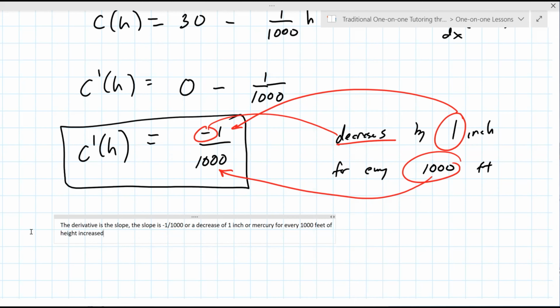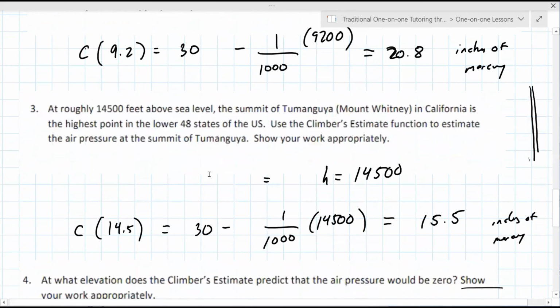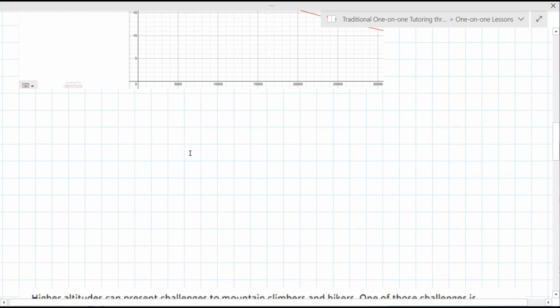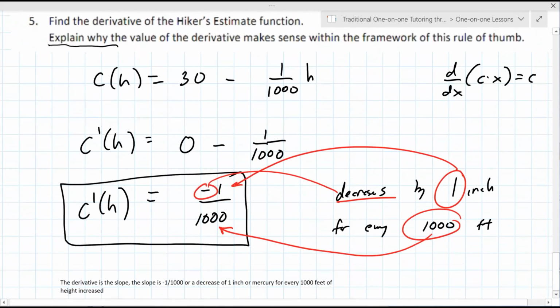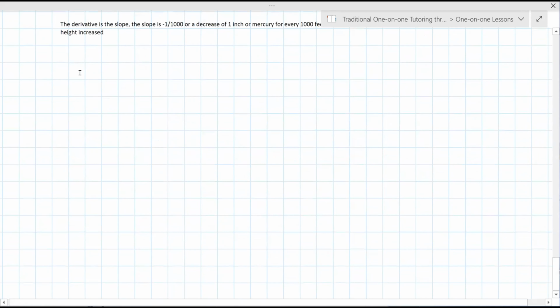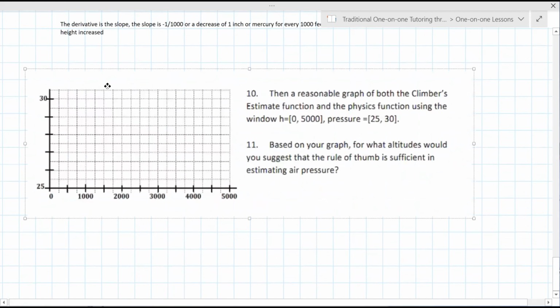All right, I finished writing it down. Okay, so on the 10 and 11, if we go to this last one, I'm going to snip it and go down. What they want you to do is graph the two. Why did that snip there? They want you to graph both of them in this window from 0 to 5000 and 25 to 30.